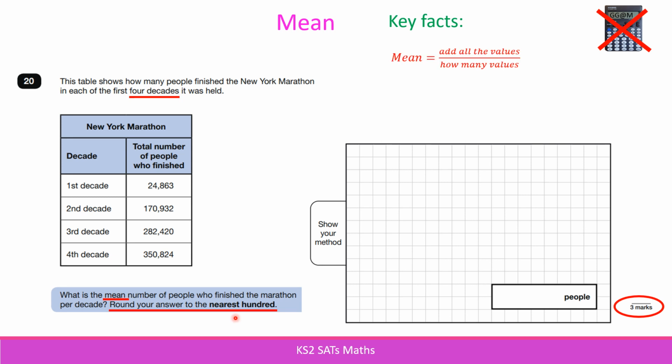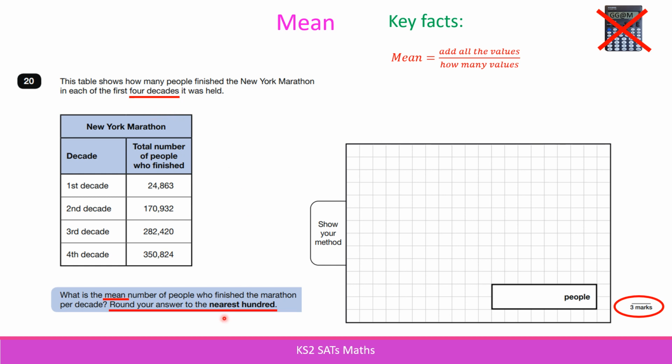So your key facts. For the mean, you need to add up all the values and then divide by how many values there are. So in this case, you need to add up all these numbers and divide by how many values there are, which is the 4 decades which you're told is in the question. So you're going to be dividing by 4. Remember, when you divide by 4, you can halve the number and halve it again, or you can use the bus stop method, whichever works for you.